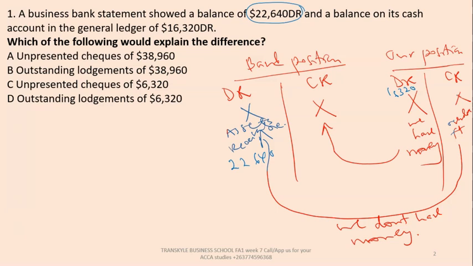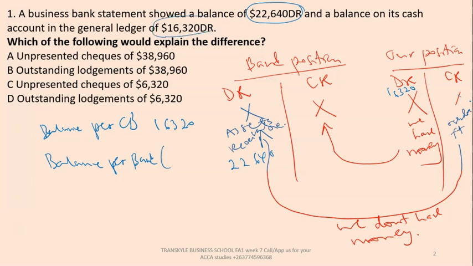But the bank is saying, no, you don't have an asset. So this means that there could be something wrong. The balance of the cash book was 16,320, which is a positive figure, but the balance of the bank was negative. The balance of the bank, 22,000, is negative because we are owing the bank.